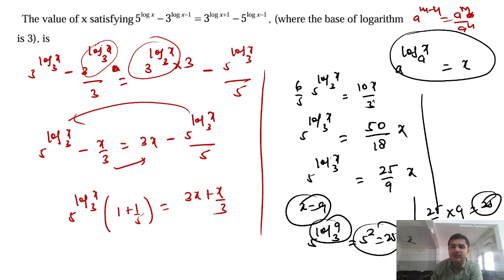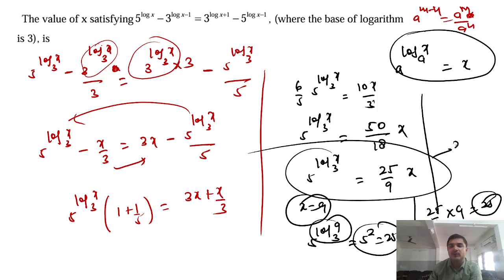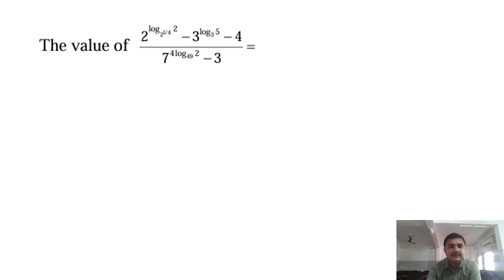25. So no need to solve. You can do some hit and trial, and you will be getting x equal to 9 from here. Anyway, you can take log on both sides and try to solve accordingly. But the better option is to go for hit and trial some amount of time. Done? Yes.